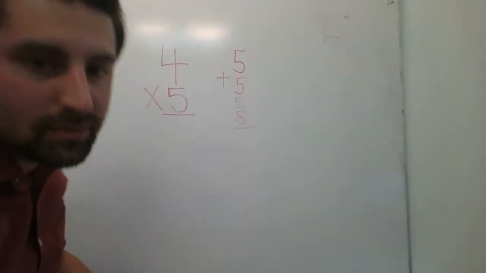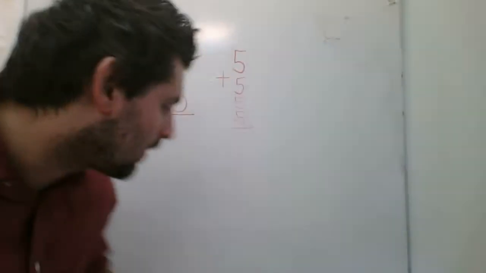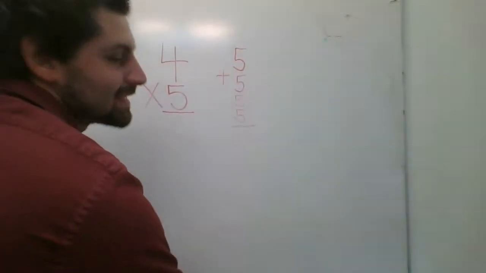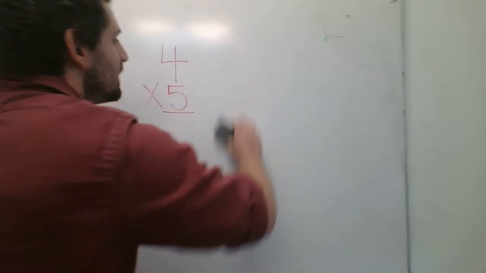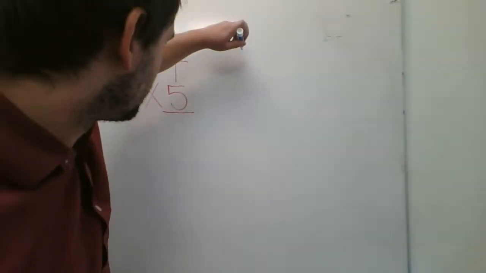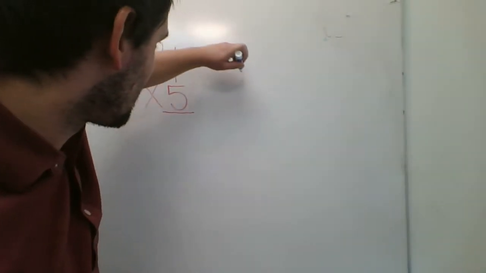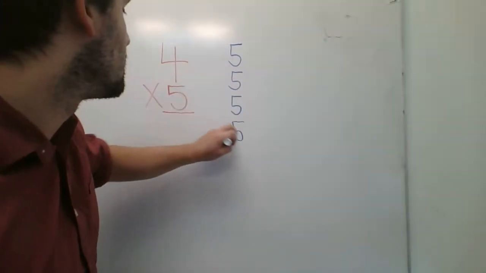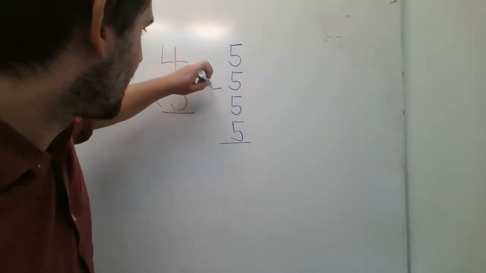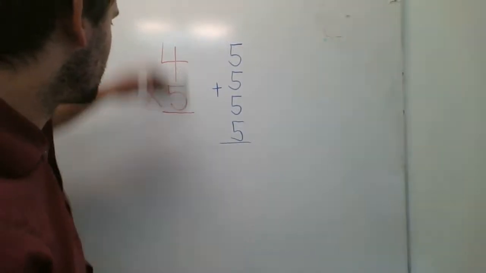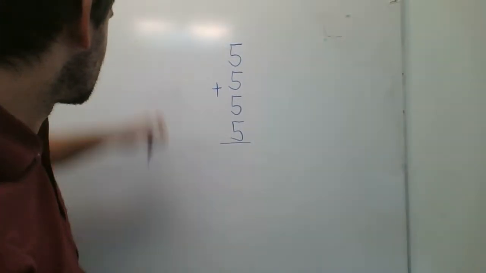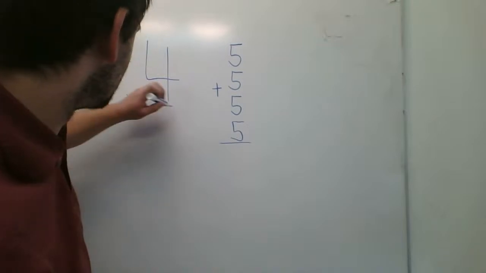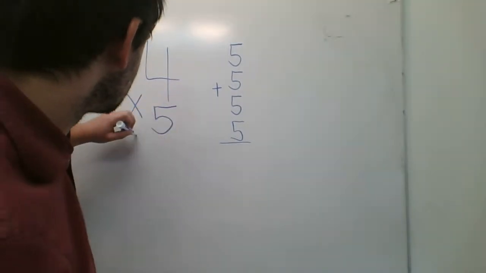Maybe I should make the 5s a little bigger. I want it to stand out a little more for everybody watching at home. So I'm going to make the numbers a little bigger. So 5 plus 5 plus 5 plus 5. I'm going to make the multiplication problem bigger too. I want it to stand out so everybody can see it here. So we have 4 times 5.